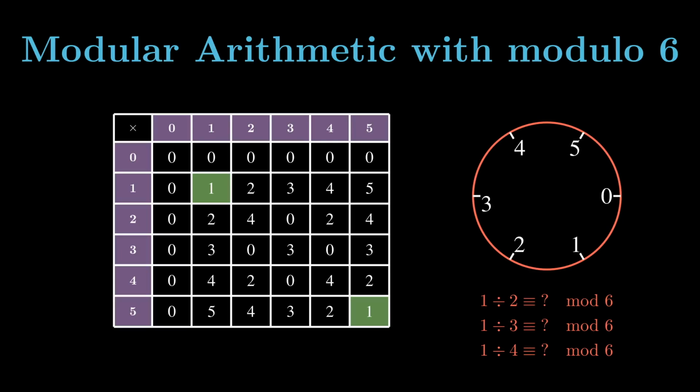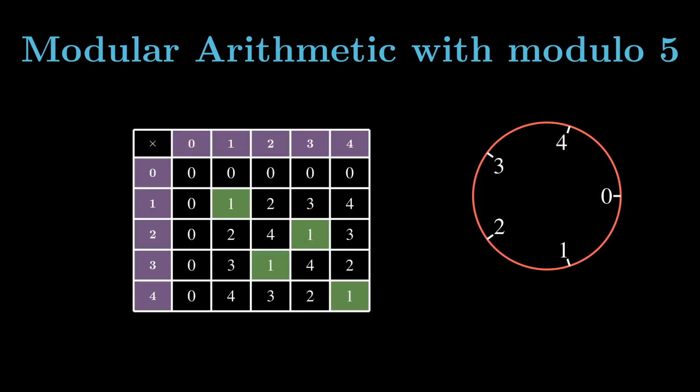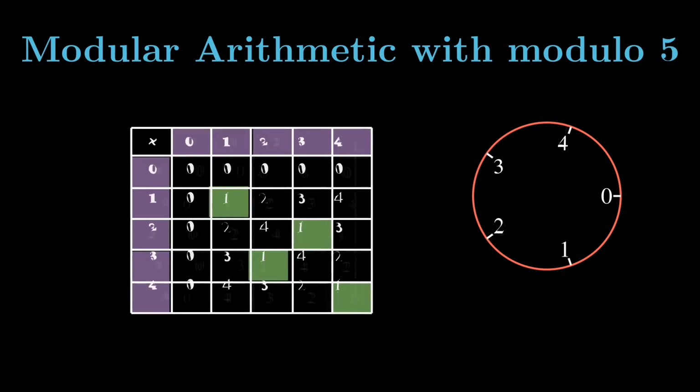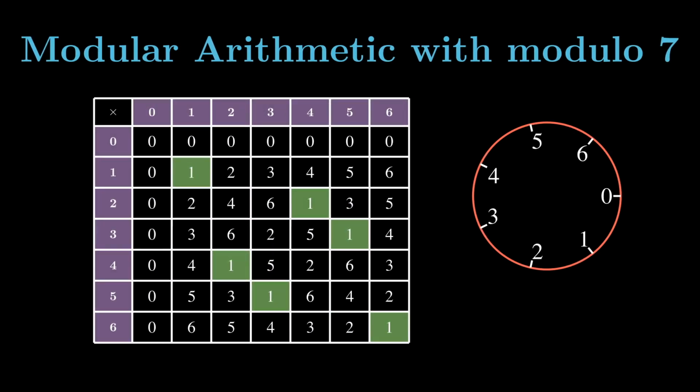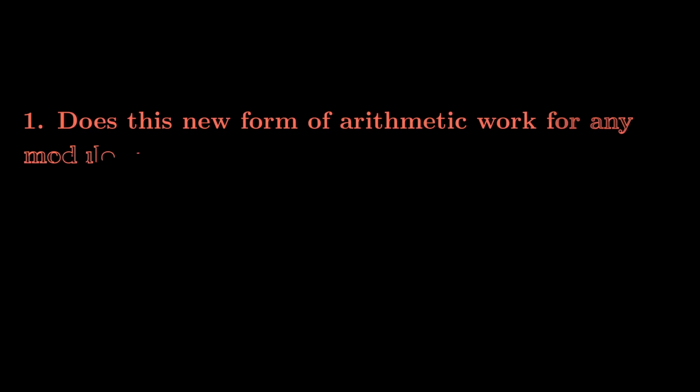There is a specific class of modulo numbers for which our new form of arithmetic always works. This specific class is prime numbers. For example, here is a table for modulo 5, and here is a table for modulo 7. As you can see, in both cases, we have a multiplicative inverse for all the numbers. This answers our first question.